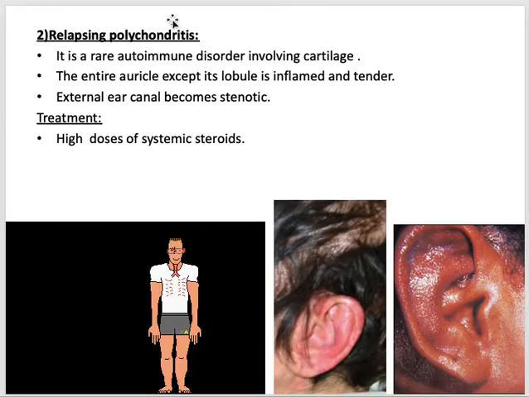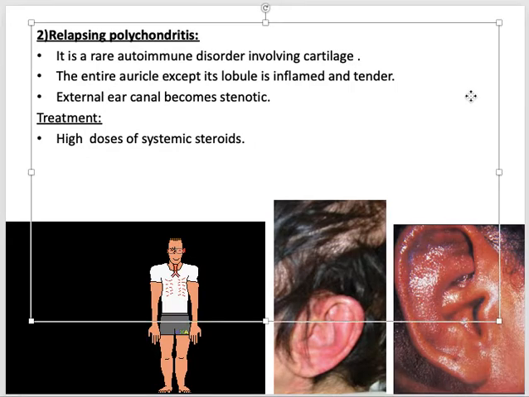Relapsing perichondritis. Of course, this is an autoimmune condition in which the immunity causes inflammation of the cartilage, and not just the ear, but the cartilage of the trachea and larynx can be affected as well. You can see the redness and the inflammation over here, and whenever it is autoimmune, the treatment will be steroids.